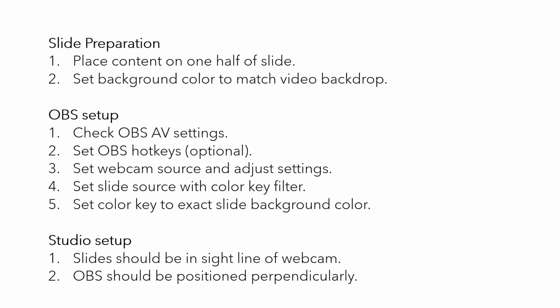Then set the slide source, and if you create the slides second, it will automatically put the slides as the top layer. Remember, the slides need to be on top of the video. You're essentially looking at the video through the transparent slide background. And so to get that transparent slide background, you need to set a color key filter on the display capture for the slides, and then set the color key to exactly match the color of the slide background, which you set during your slide preparation.